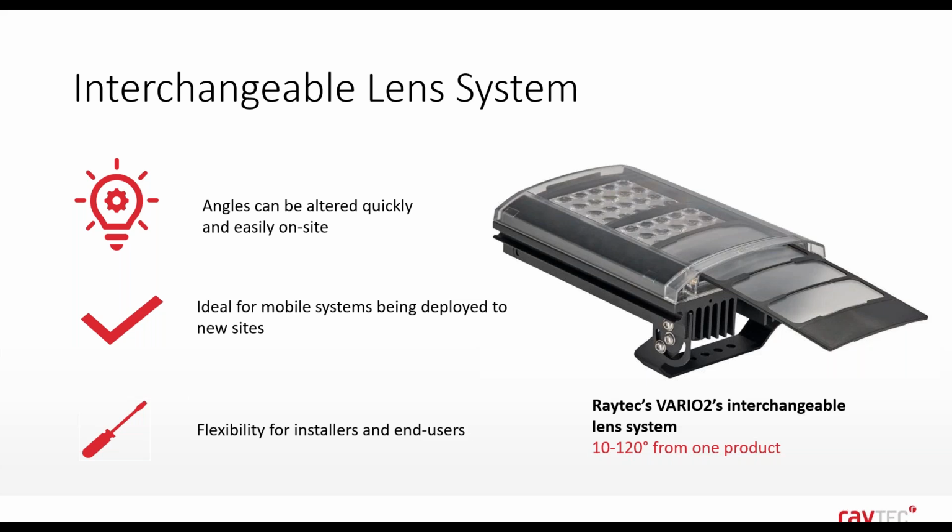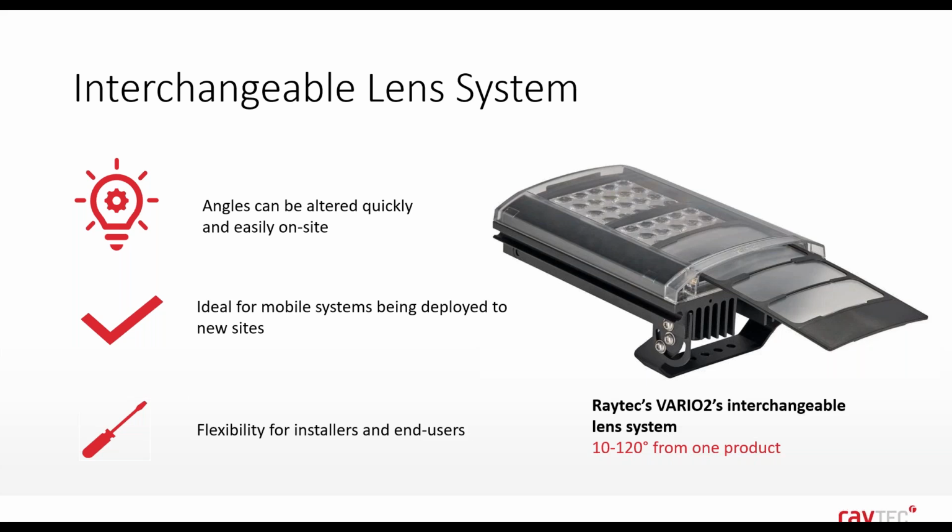Other benefits of using the Vario products is firstly interchangeable lenses. So again, when we're talking about constantly changing sites, constantly changing applications, these towers might be installed one day along the perimeter of a building, in which case you're wanting a narrower field of view, further distance. Next day it goes over to a wind farm where you're covering a big stretch of land, but still trying to go as far as you can.